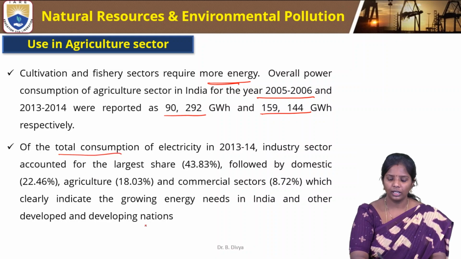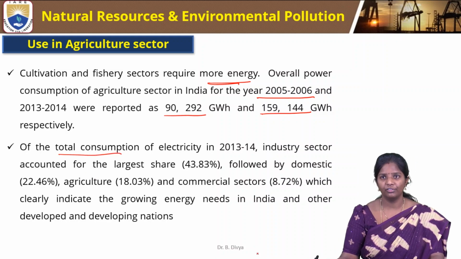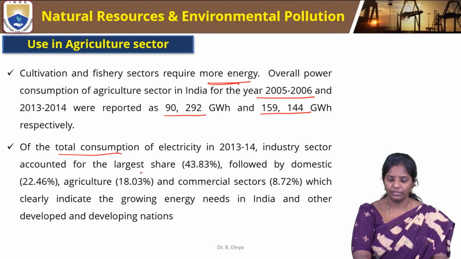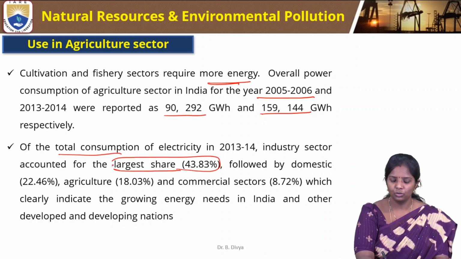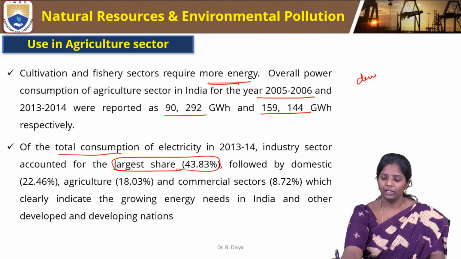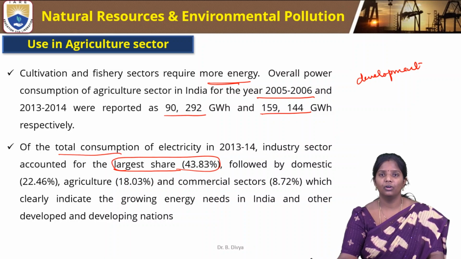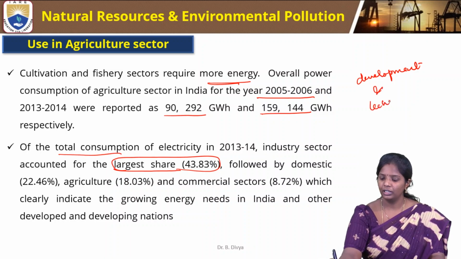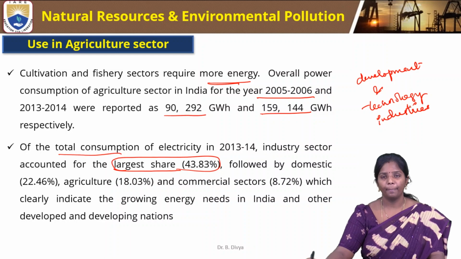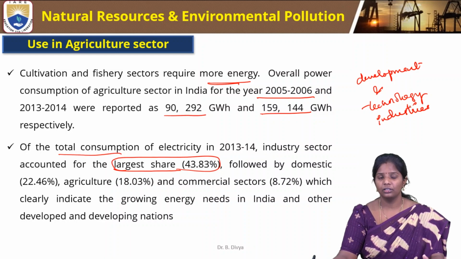Of the total consumption of electricity in 2013 to 14, the industry sector accounted for the largest share. Why? Because of development. Due to the development of technology, the industries kept on getting machineries from abroad. So we keep on increasing the technology, and that increases the energy demand. Development and technology in the industries are the main core reasons for the increase in the energy that we are consuming.